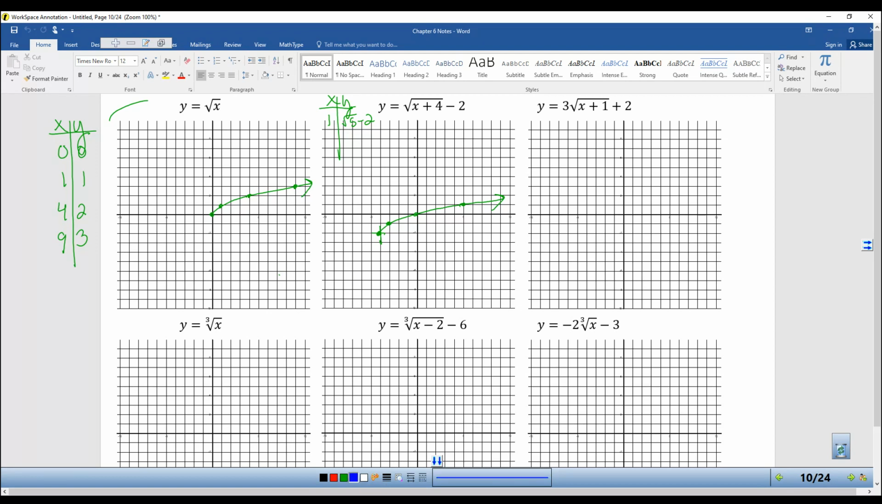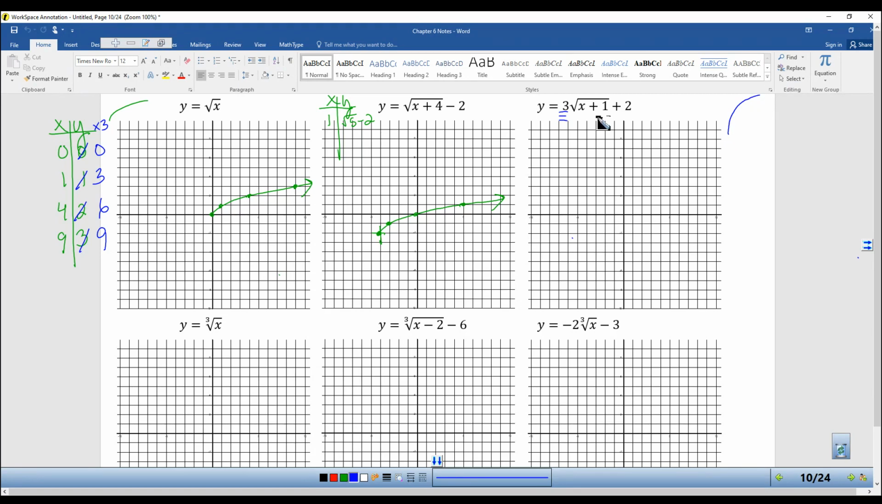For the last one, I'm going to take my table and I'm going to multiply everything by 3. So times 3, times 3, times 3, times 3. And you should know the shape, it's going to make it 3 times as tall. It kind of stretches it.